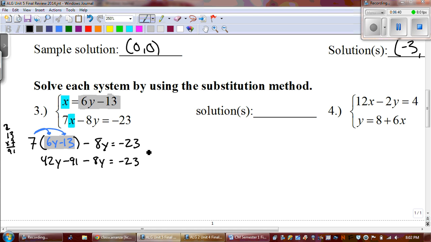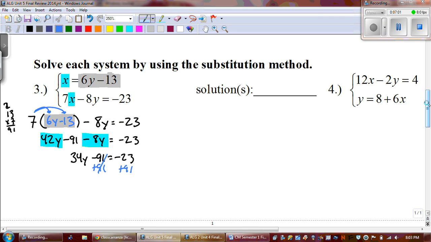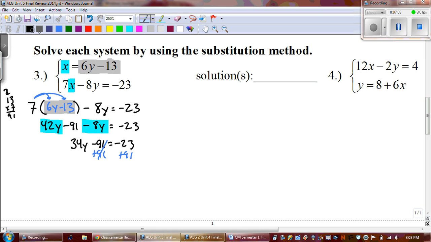Okay. Now, let's combine like terms. We have 42y and -8y, which gives us 34y minus 91 equals -23. Add 91 to both sides, and we get 34y equals 68.